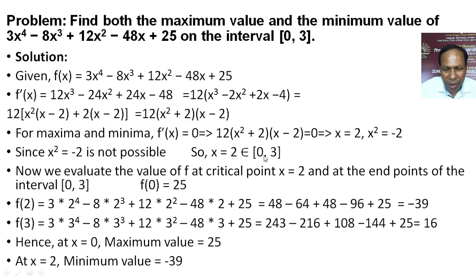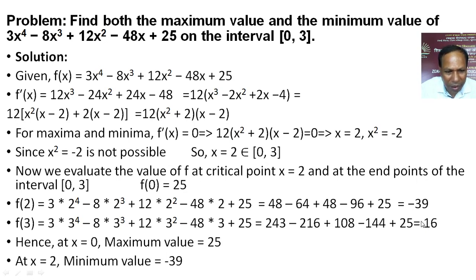Now we find the value of the function at the extreme points, that means at x is equal to 0, x is equal to 3, and also at x is equal to 2. So now here we find f(0), in place of x we put 0 and we get 25. Then we find f(2), we are getting minus 39. Then we find f(3), and this becomes 16.